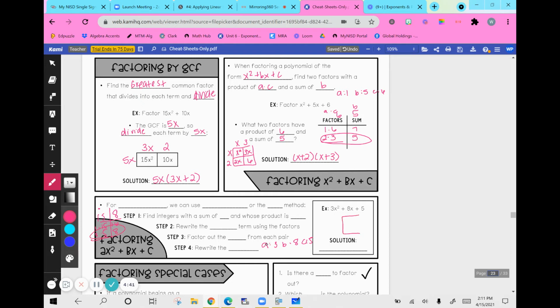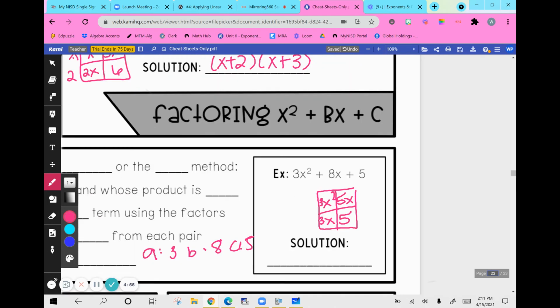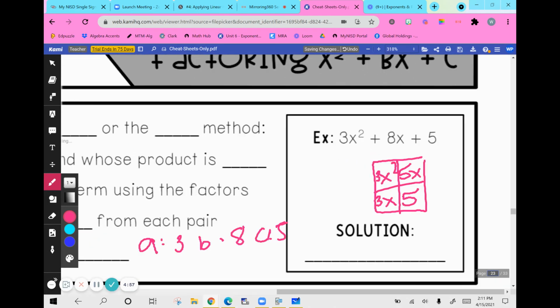So I am going to draw my box, and in the first box I'm going to put 3x squared. In the last box I'm going to put that 5 because that's my last term, and then I'm going to put 3x and 5x. So I'm going to blow this back up so I can show you what I'm doing now.